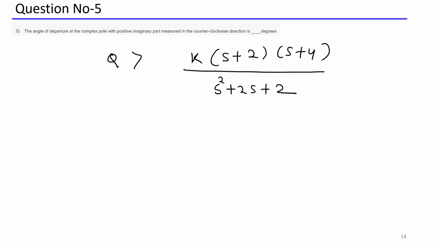Are you getting my point? Yes, sir. If and only if the roots are complex, then you need to find out the angle of departure and angle of arrival. Otherwise, there is no need to find it out.